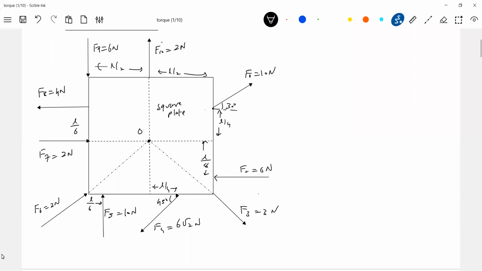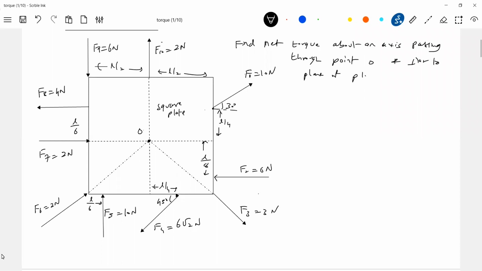So what is the question? Find the net torque about an axis passing through point O and perpendicular to the plane of the lamina.